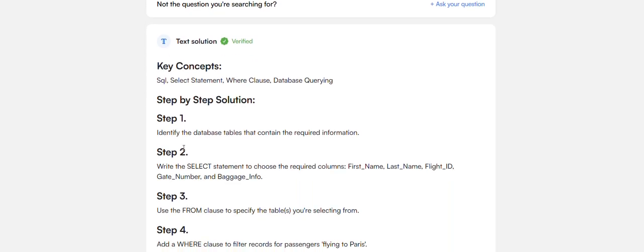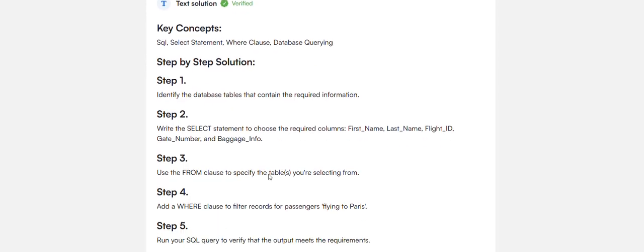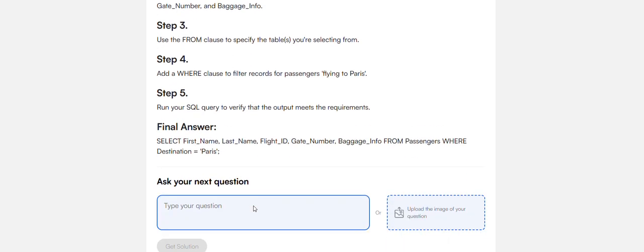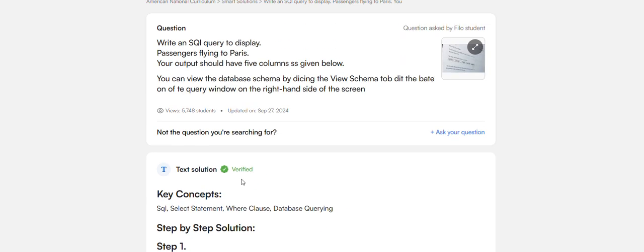Key concepts: identify the database tables that contain the required information. Next, write the select statement and then use the from clause. Step 4, add the where condition, and step 5 like that. You should build the query and write it. So the same pattern is given for the SQL execution.